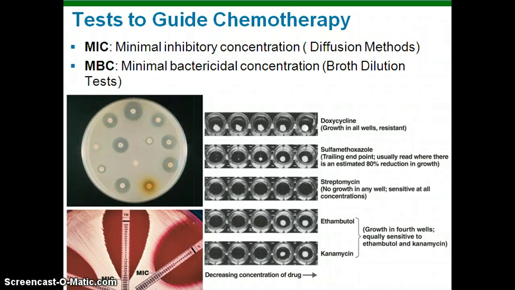Knowing these two pieces of information will prevent excessive or incorrect use of expensive antibiotics, and also minimize the chance of toxic reactions to larger than necessary doses.